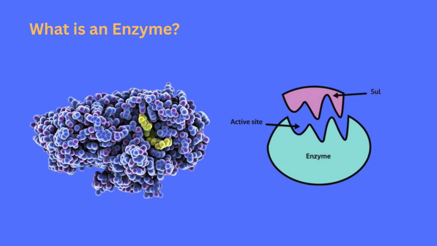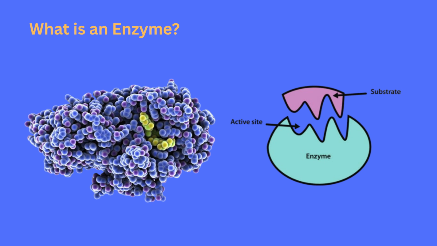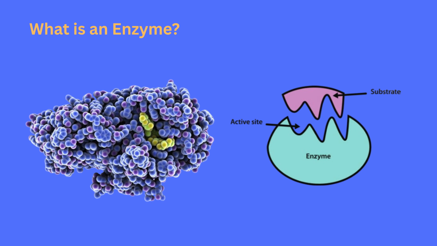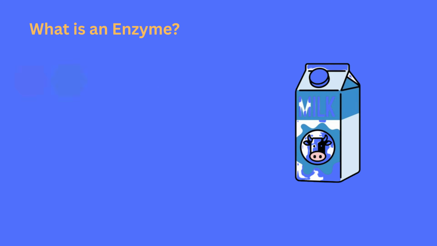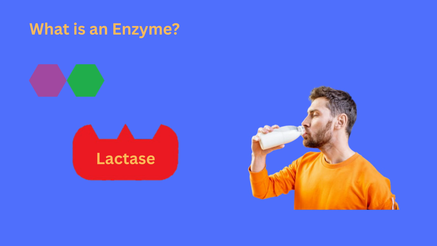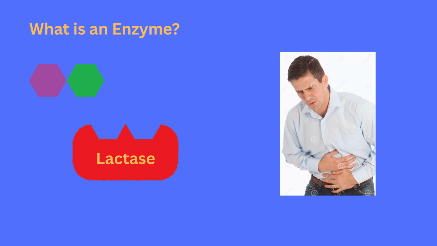What is an enzyme? An enzyme is typically a protein that acts as a catalyst, speeding up chemical reactions. You can usually recognize the name of an enzyme when it has the suffix "ase." For an example, we'll use lactase, the enzyme responsible for digesting lactose. Without lactase, lactose goes undigested, leading to some problems later on.